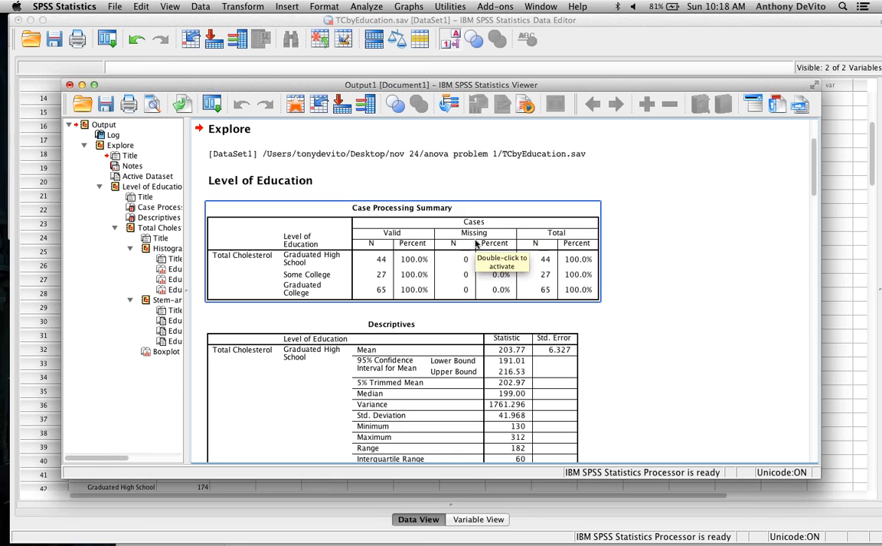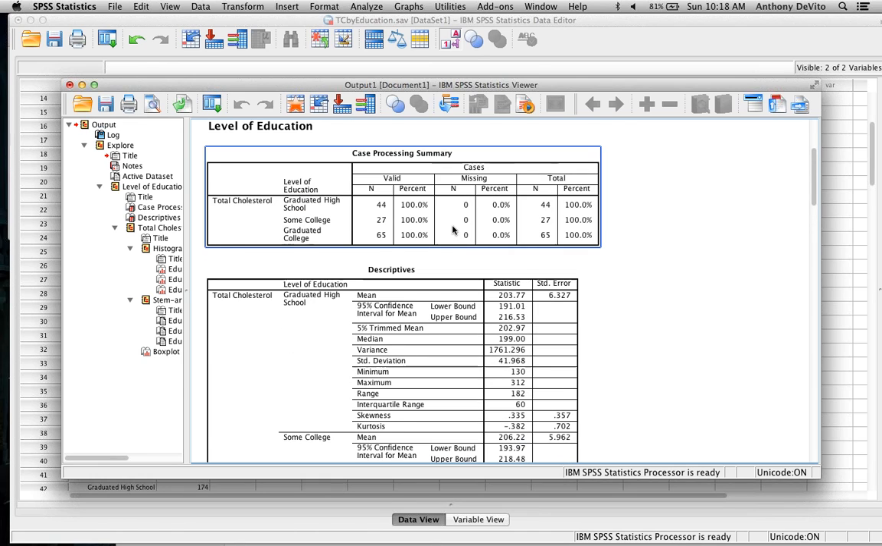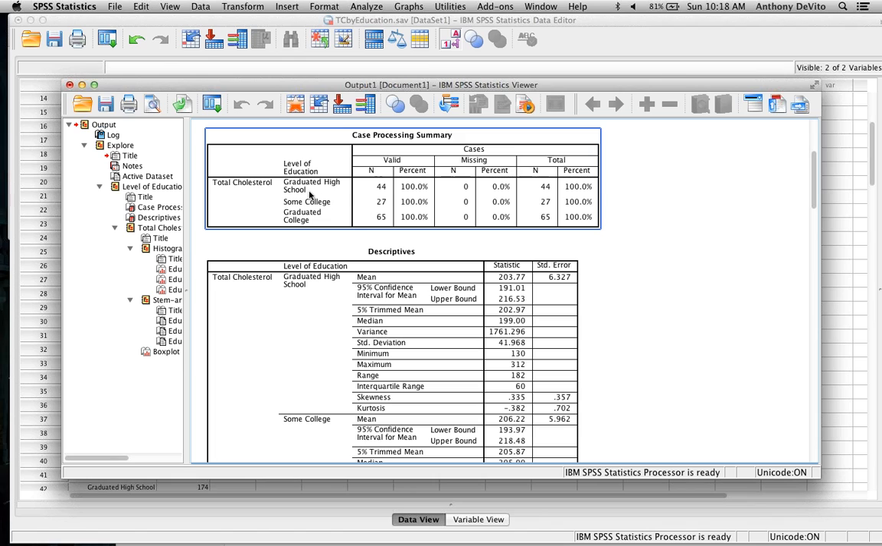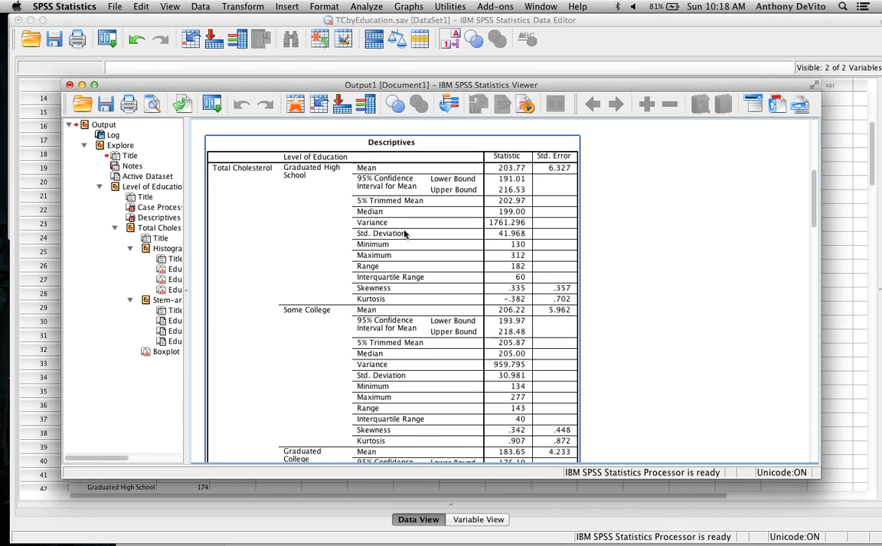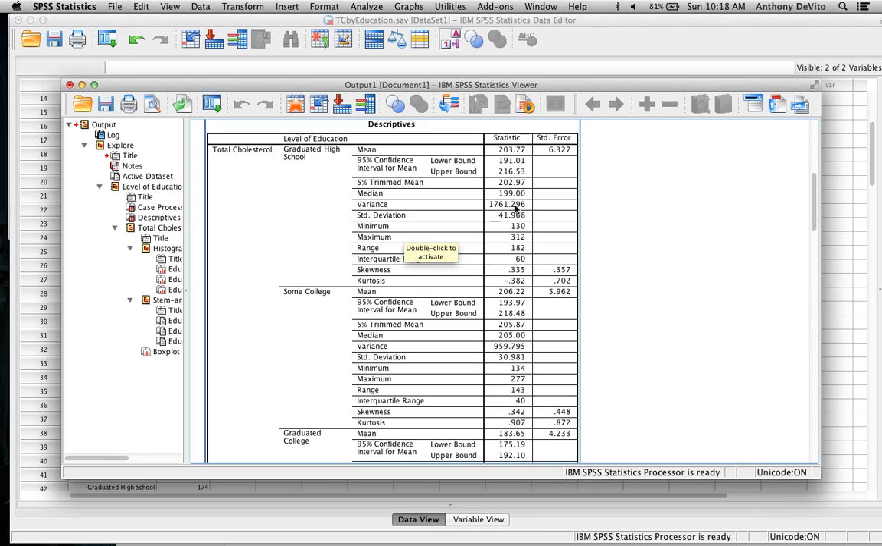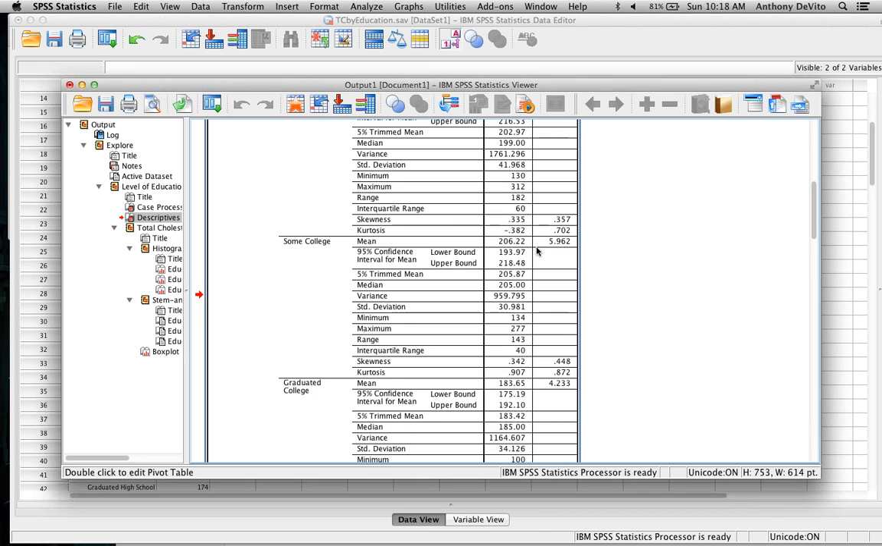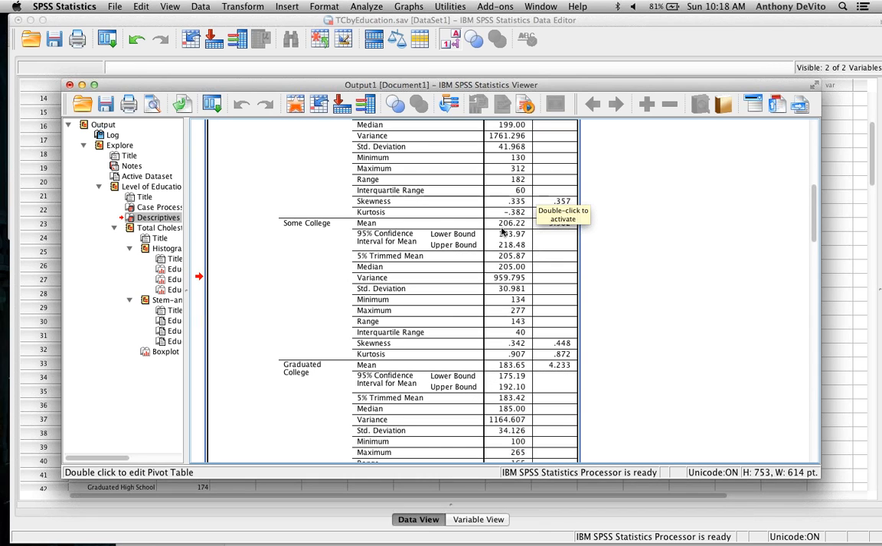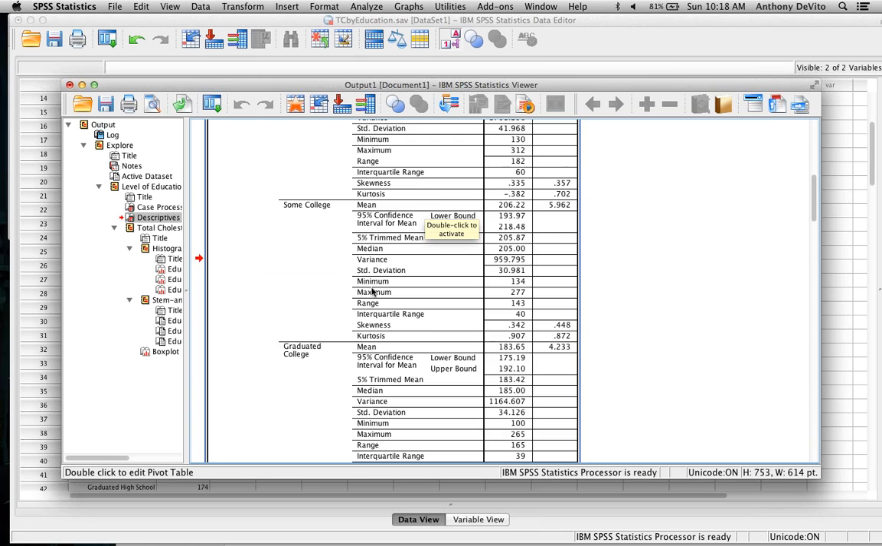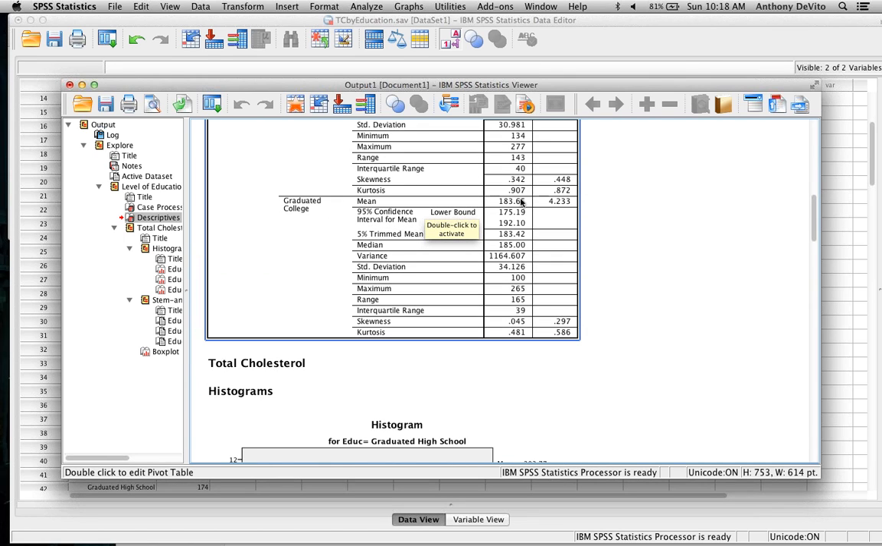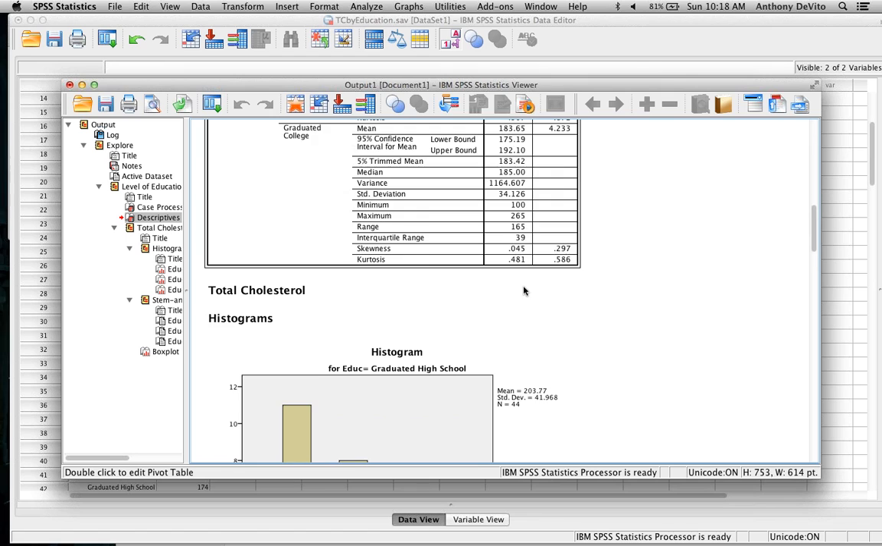Okay, SPSS does the analysis, and we have the data that we're interested in now. First, it summarized the data. There's 44 people that graduated high school in the survey, 27 some college, and 65 that graduated college. And if we look here, we have expansive statistics about this data set. Here's our mean, 203.77, cholesterol 203. Some college, 206. Graduated college, 183.65, and so on and so forth.